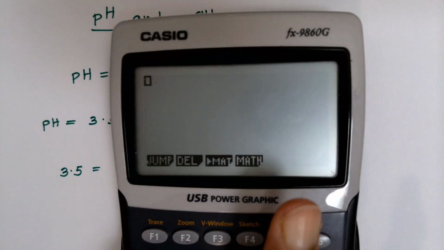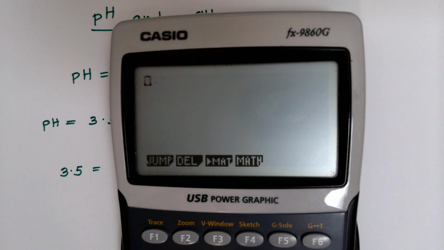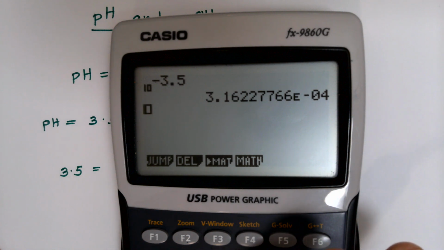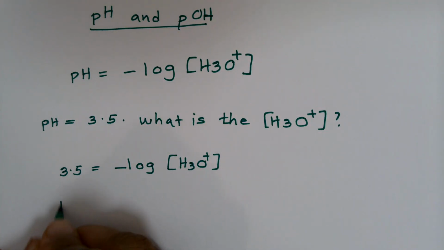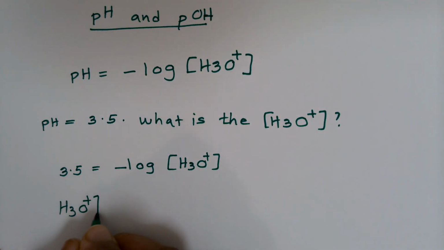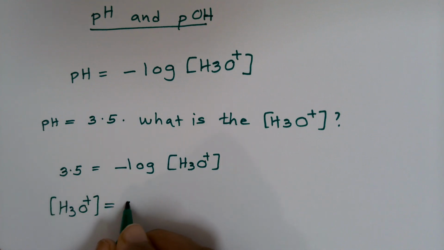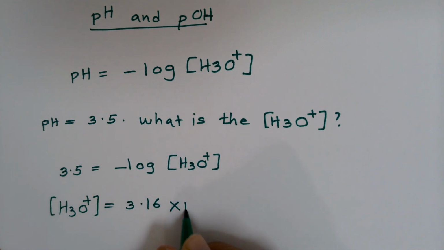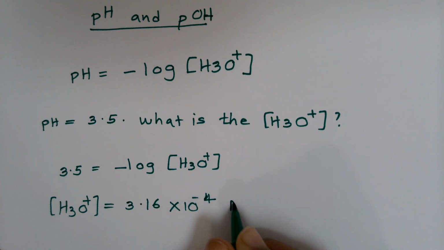The anti-log in the calculator is the shift button, or in some calculators second, shift, log, and then you type your negative pH value. My pH value is 3.5, so I will type negative 3.5. The answer is 3.16 times 10 to the negative 4 molar. So the H3O+ concentration is equal to 3.16 times 10 to the negative 4 molar.